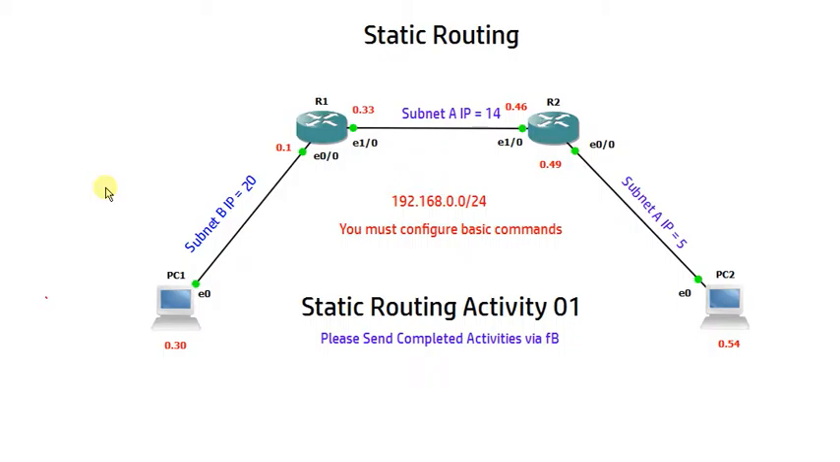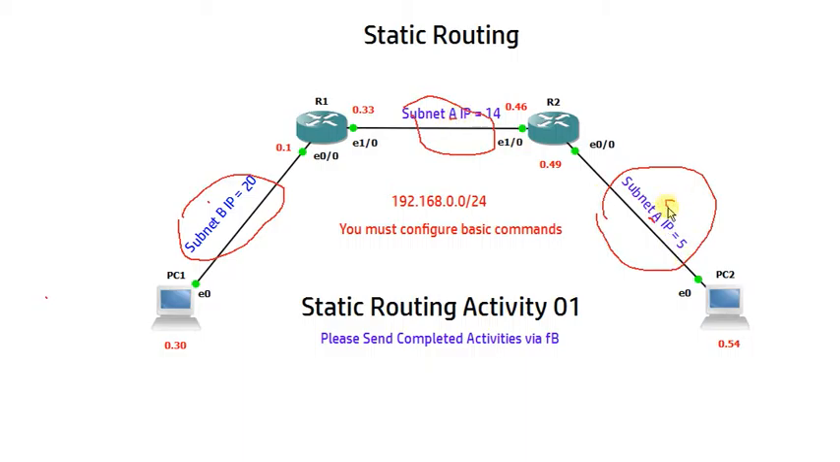If you look at this scenario, I have a 192.168.0.0 IP scheme to subnet with three networks. Now, the three networks start with subnet A in here. This network needs 20 IP addresses, and this one requires 14, and that should be 5. If you look at this, I made a typo. It's subnet A, and this one is subnet A, so this should be subnet C.